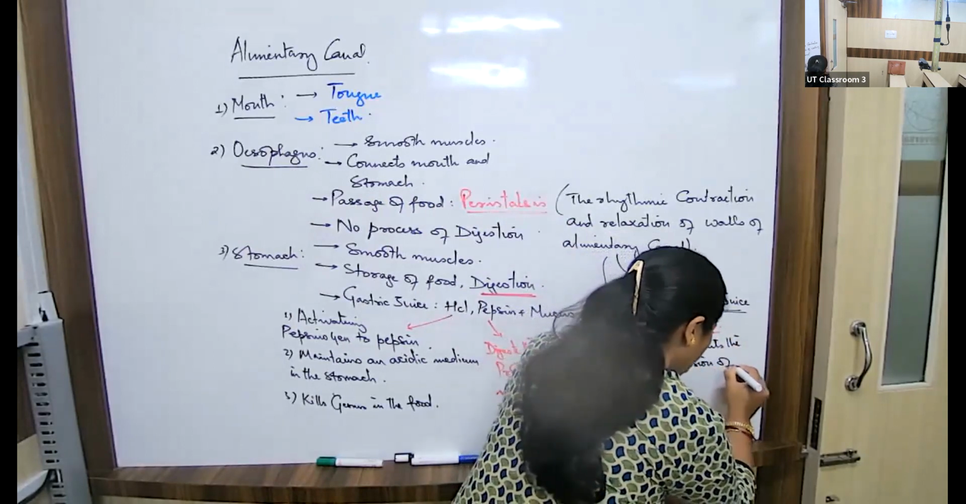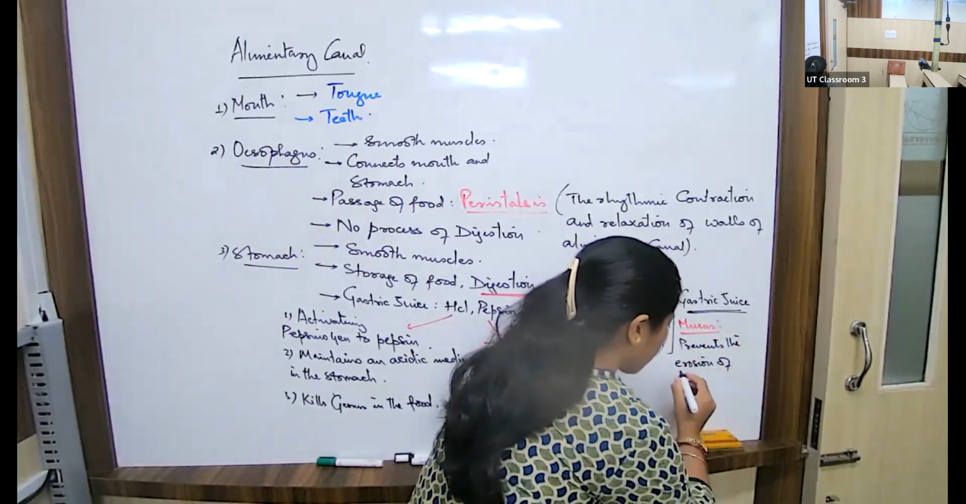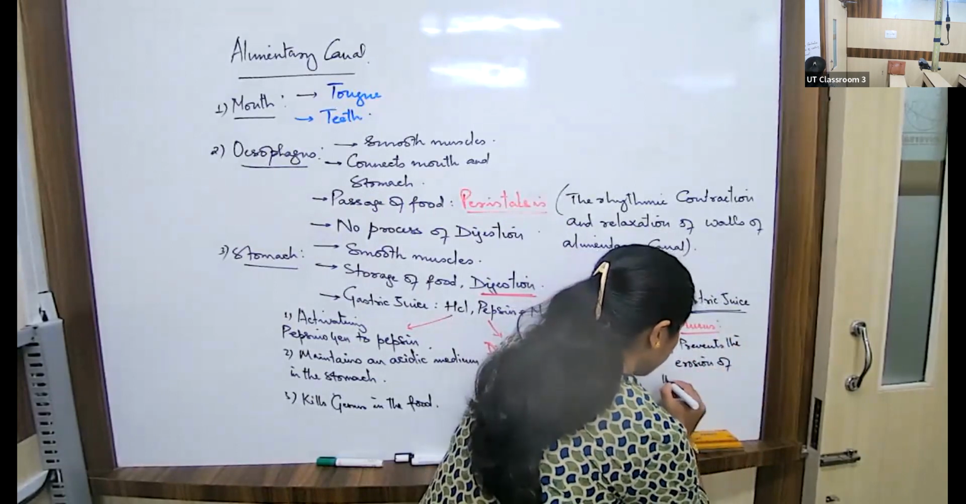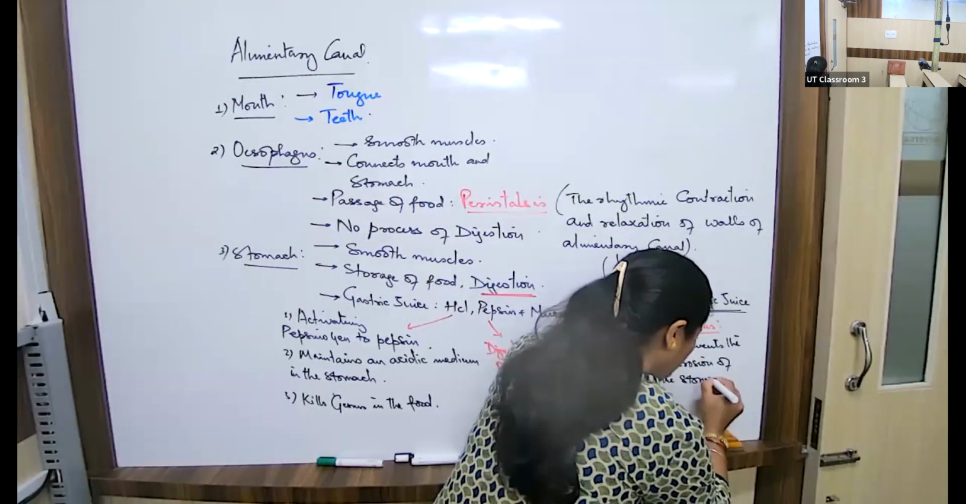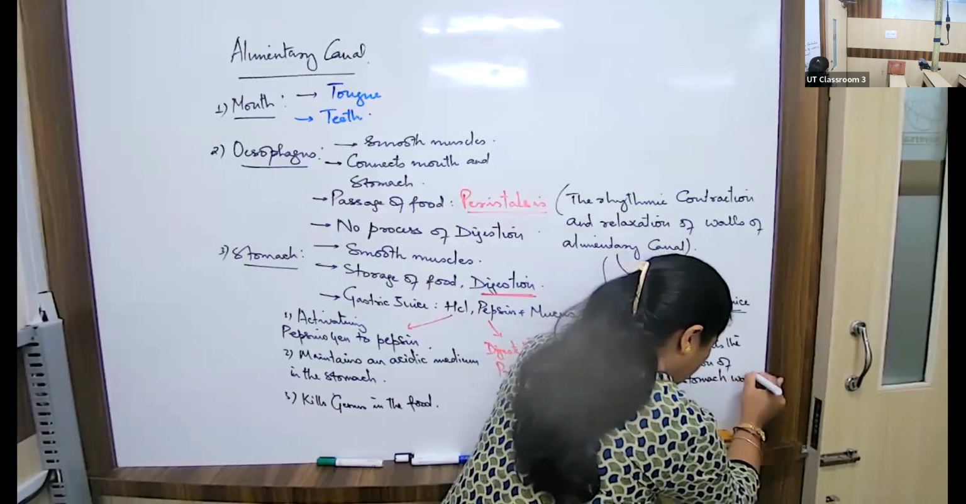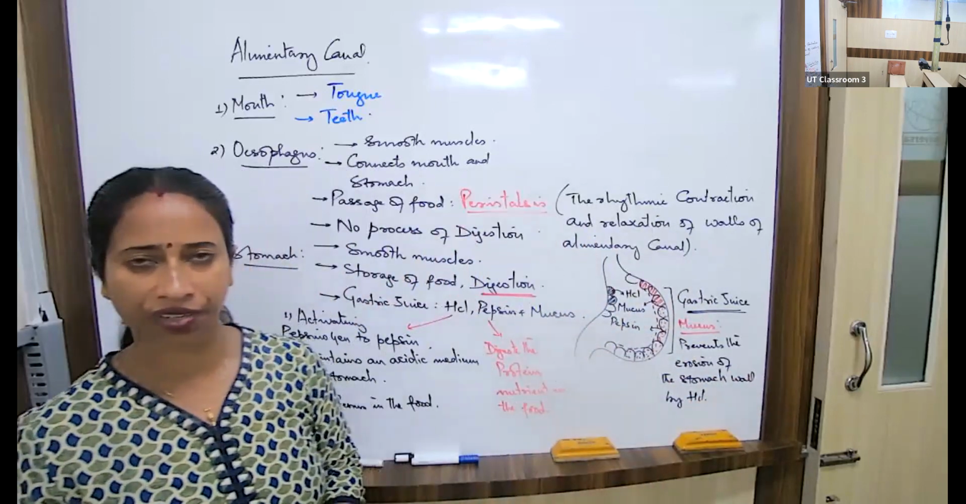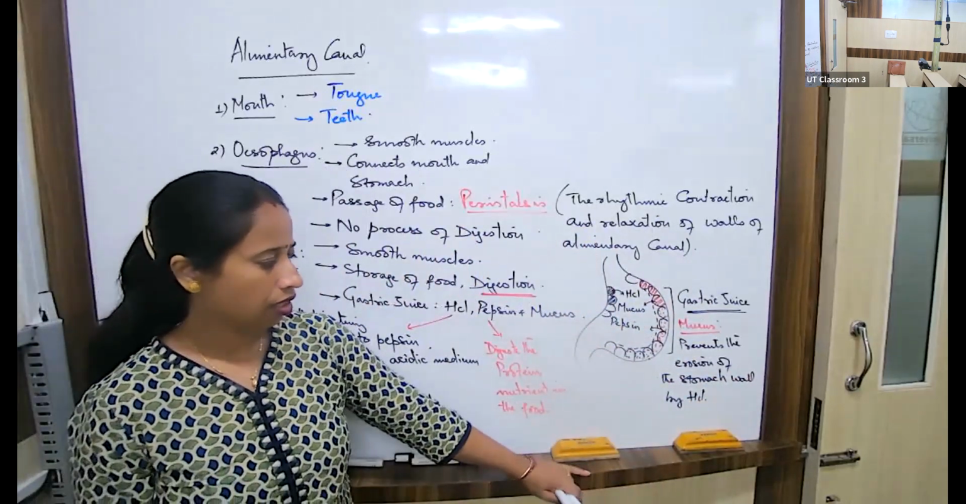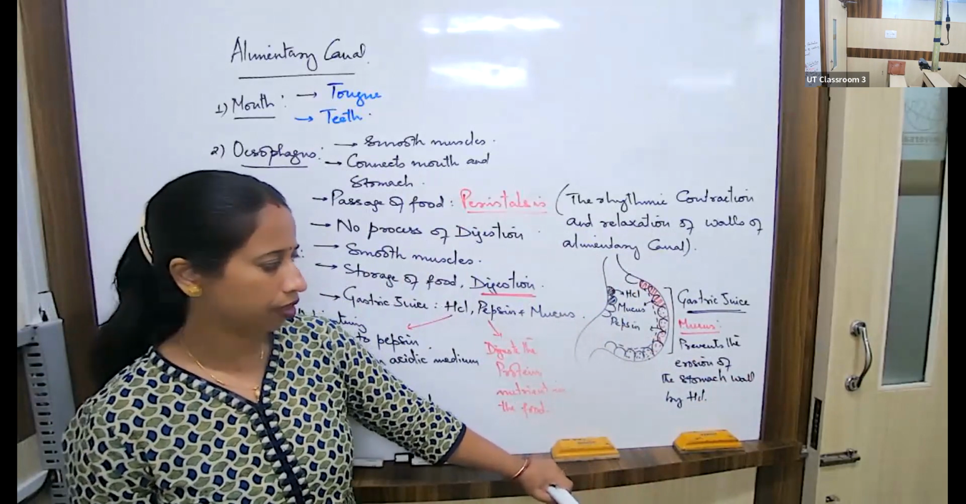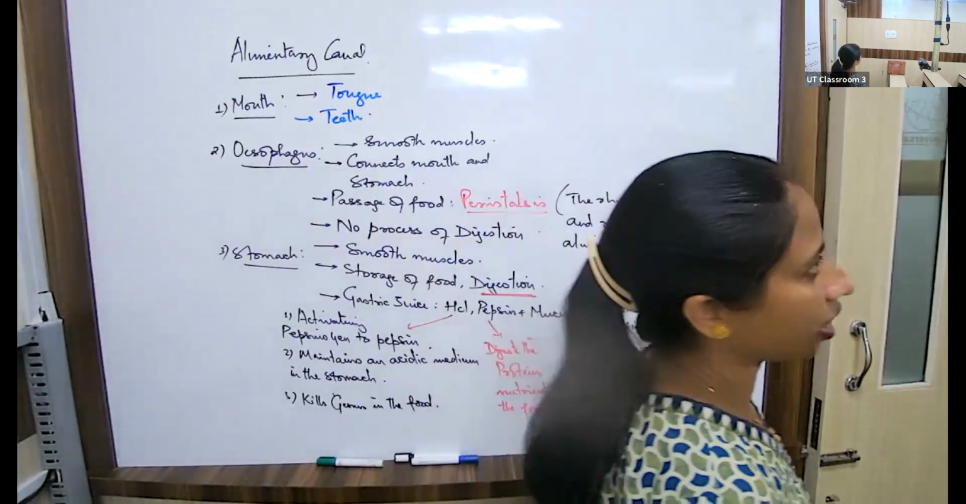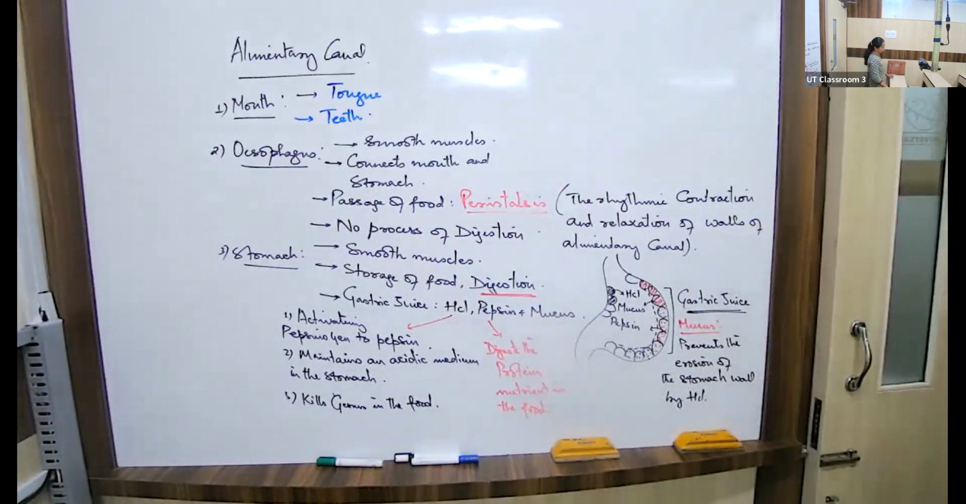Prevents the erosion of the stomach wall by hydrochloric acid, or also you can write this way, protects the stomach wall from the action of hydrochloric acid. Any way you can. So prevents the erosion of the stomach wall by hydrochloric acid. So that's the major function of the mucus that we write. We're going to learn the function later.